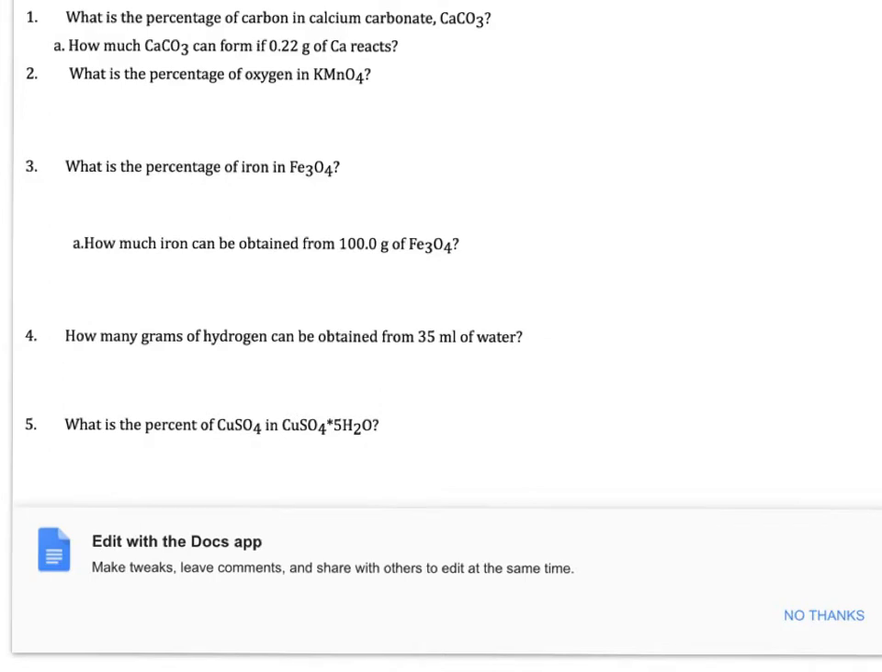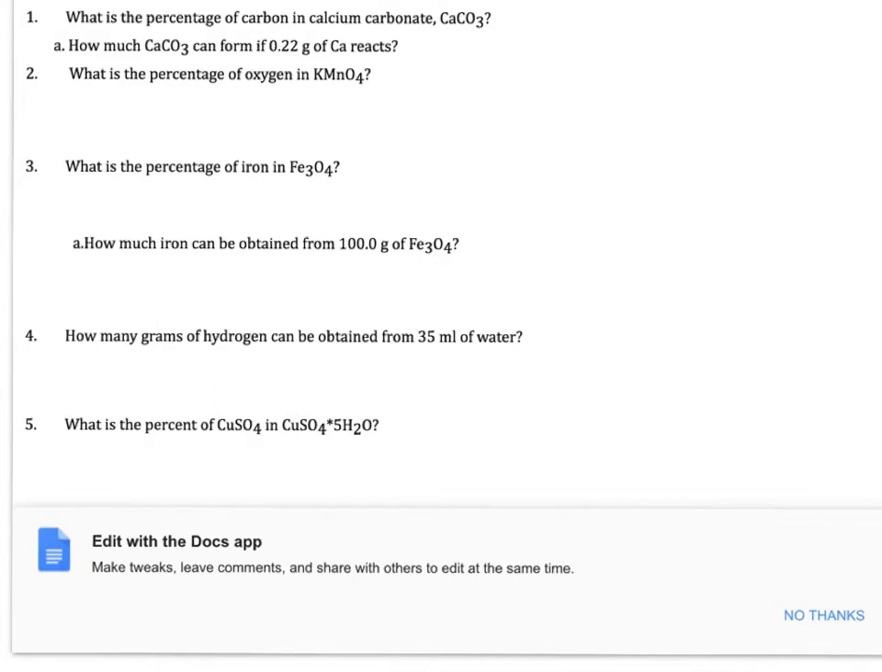First question is, what is the percentage of carbon in calcium carbonate? So first thing you need to do is come up with the masses of each of these elements on the periodic table. Calcium has a mass of 40, carbon has a mass of 12, and oxygen has a mass of 16.